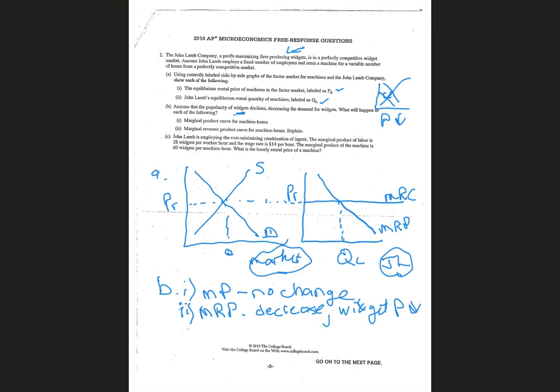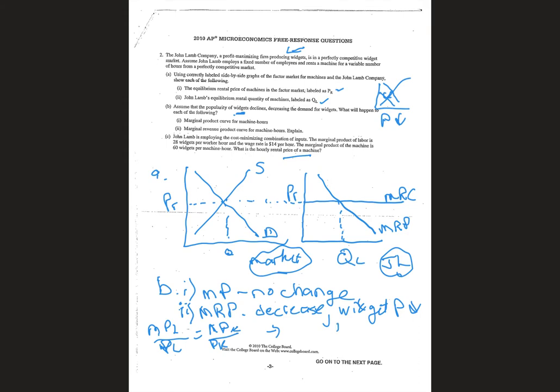For part C, John Lamb is employing a cost minimizing combination of inputs, okay? This is least cost. This is the formula that's going to be the marginal product of labor over the wage, essentially for workers, or the price of labor, which should be equal to the marginal product of capital over the price of capital. We'll kind of keep it as price of capital, price of labor. But in any case, if I was going to just figure this out, I need to know what is the hourly rental price of the machine.